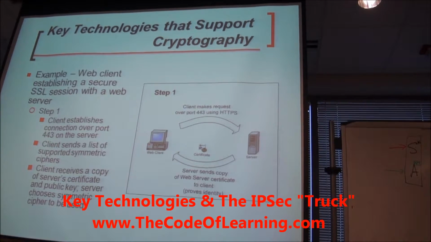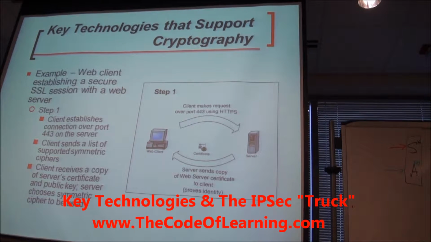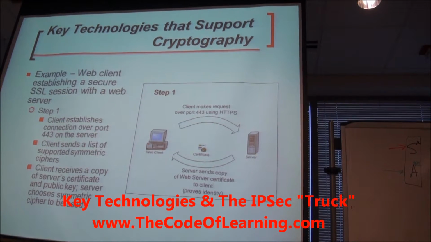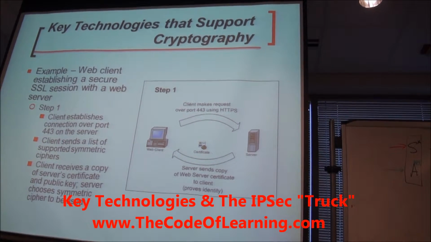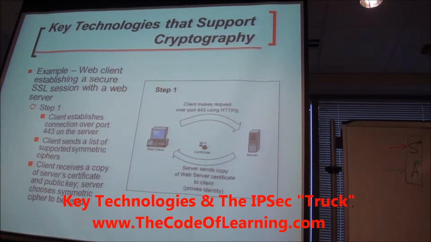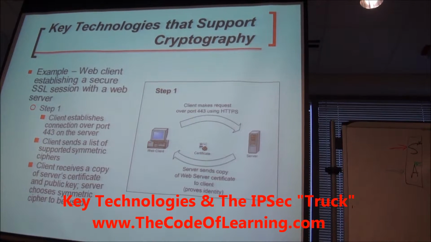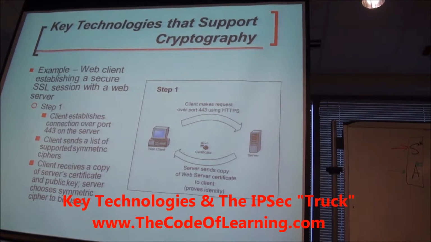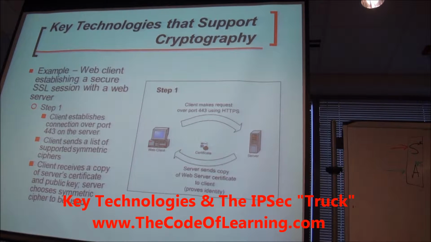Web client establishes a secure SSL session with a web server. So step 1, the client establishes a connection, says, hey, server, I want to talk to you on port 443, or what we would normally consider HTTPS. The client sends a list of what I can use for symmetric encryption. So I say, here's what I can work with. The client receives a copy of the server certificate and the public key. And then the server says, okay, thanks for telling me what you can work with. Here's what I'd like to use. I'd like to use the strongest encryption possible. Can we use that? So far, so good.